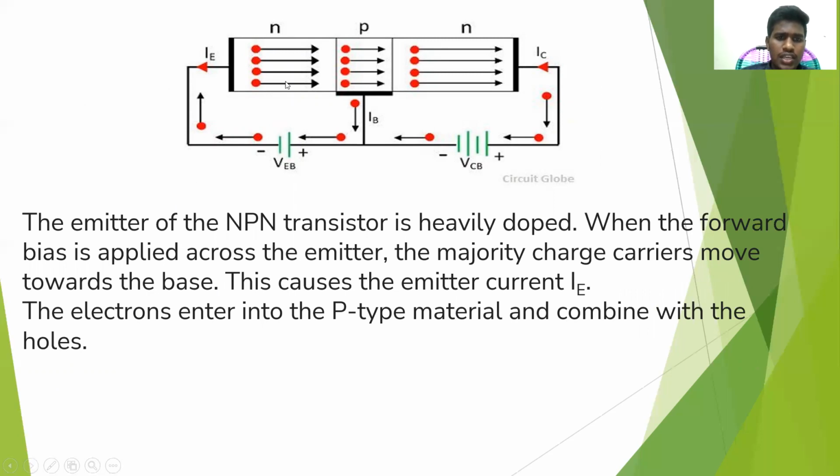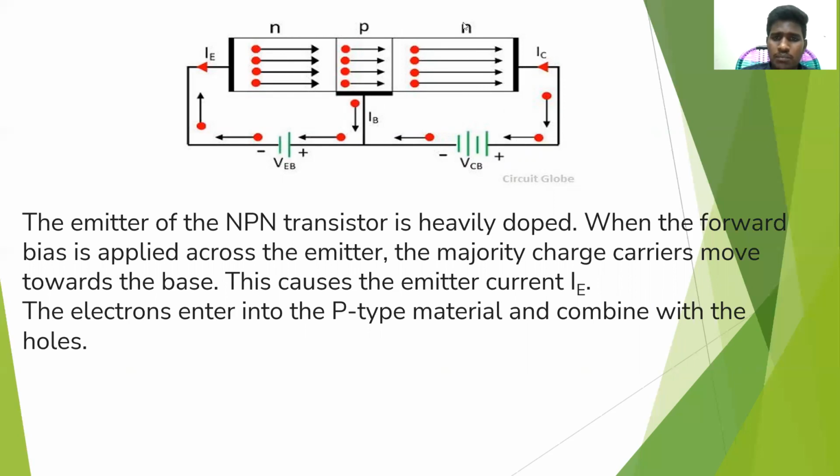Whenever we are giving the forward bias to the emitter base junction and reverse bias to the collector base junction, here we are taking an NPN transistor, and in N the majority carriers are electrons, so we have to give the negative terminal to the N type, that is the common emitter base junction.